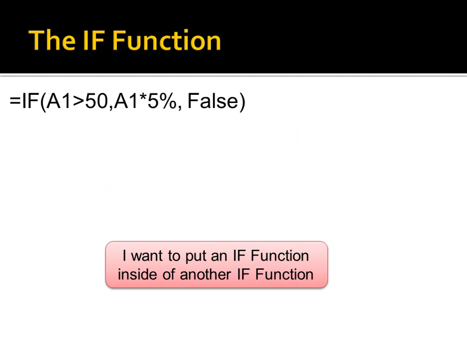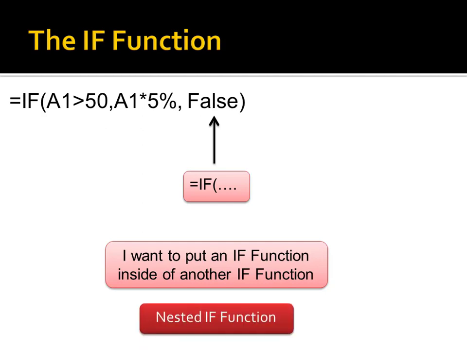Now, I want to put an if function inside of an if function. In a true or false section, you can put an if function inside there. And this is called a nested if function. Nested means a function inside of a function. A sum inside of an if is a nested function. An average inside of an if is a nested function. But an if inside of an if is a nested if function.